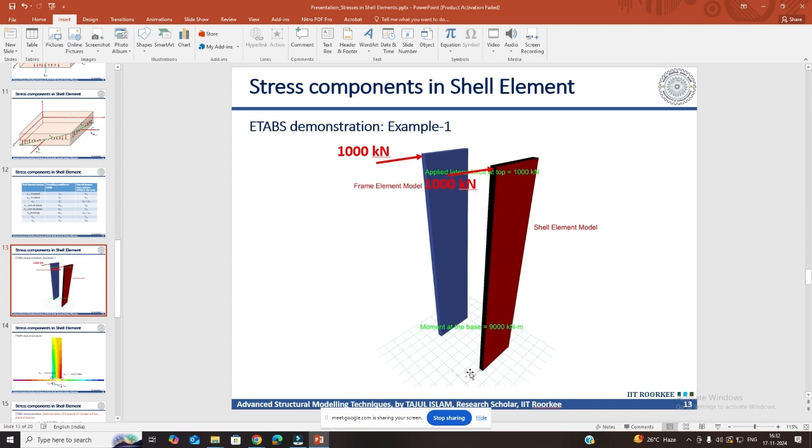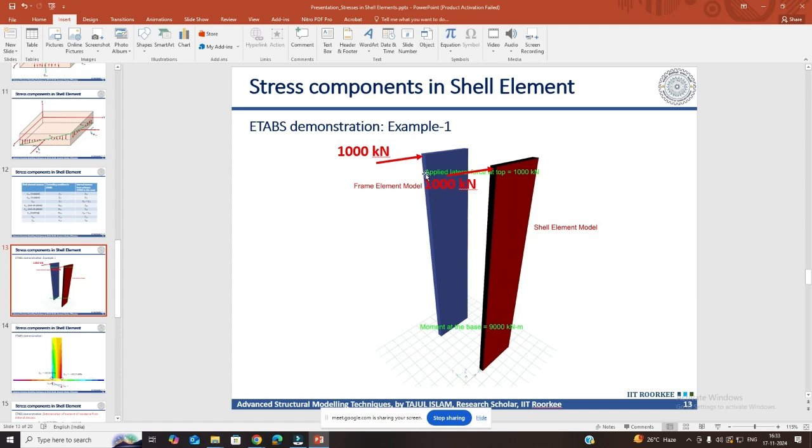Okay, so the length of this shear wall is 2 meters, height is 9 meters, and thickness is 200 mm. So I have modeled the same shear wall using shell element. The red color here is shell element, and the blue color is showing the frame element, meaning line element. Same shear wall I have modeled, once using shell, once using line element, to compare the result.